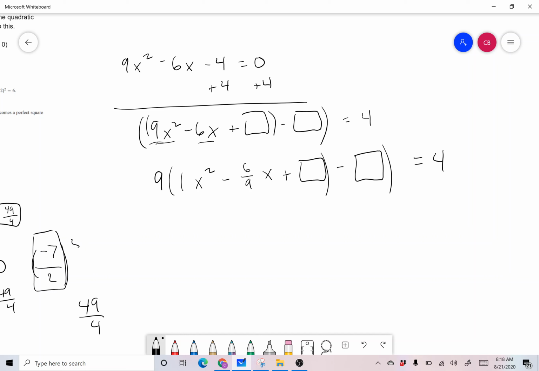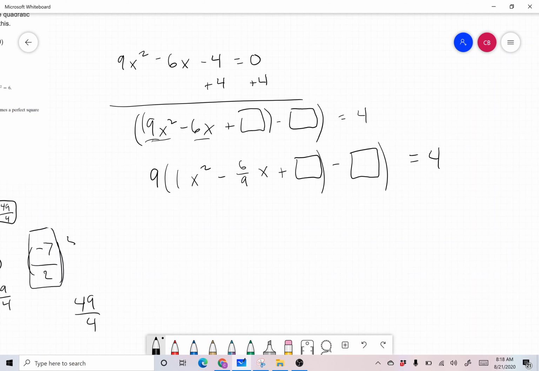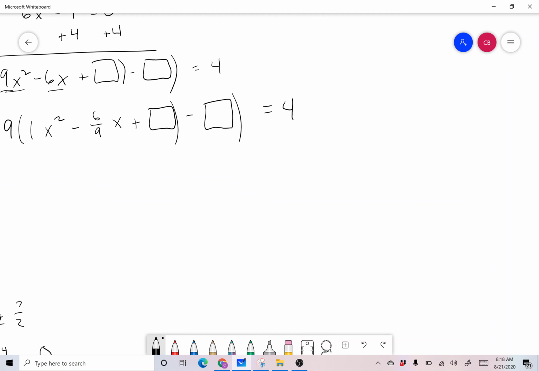Okay, now that that's been settled, we are going to start this completing the square business. So we're going to do our b over 2. Our b here is negative 6 over 9, over 2, squared, which is negative 6 over 18, which is negative 1/3. Okay, so that's negative 1/3, which is squared, which is 1/9. So we're going to add 1/9 and 1/9.